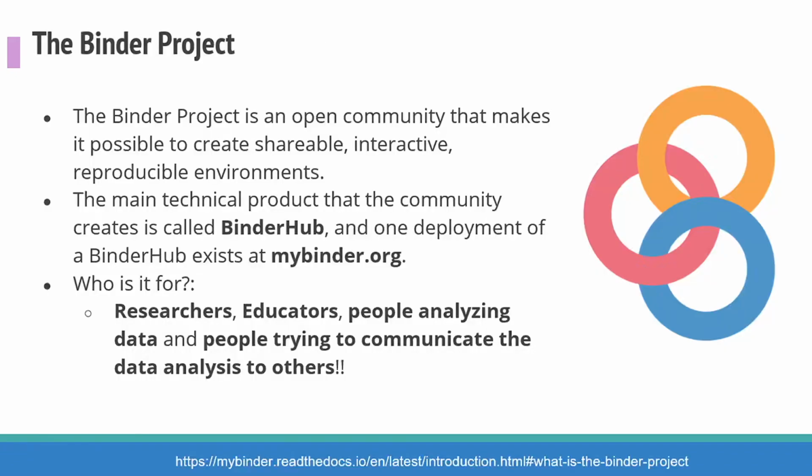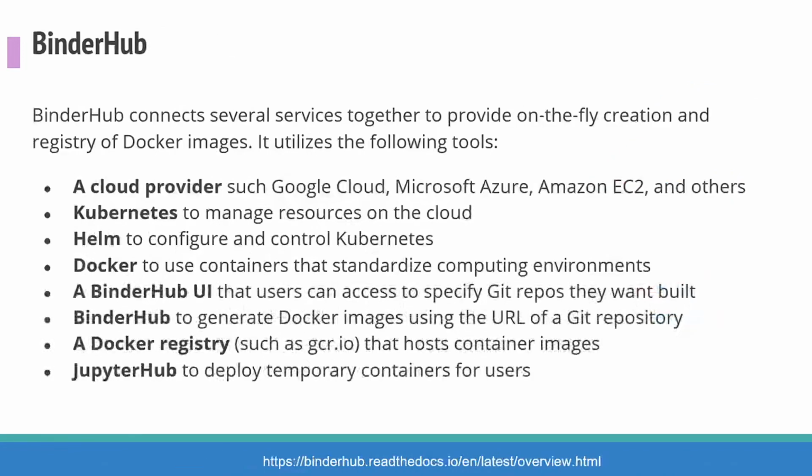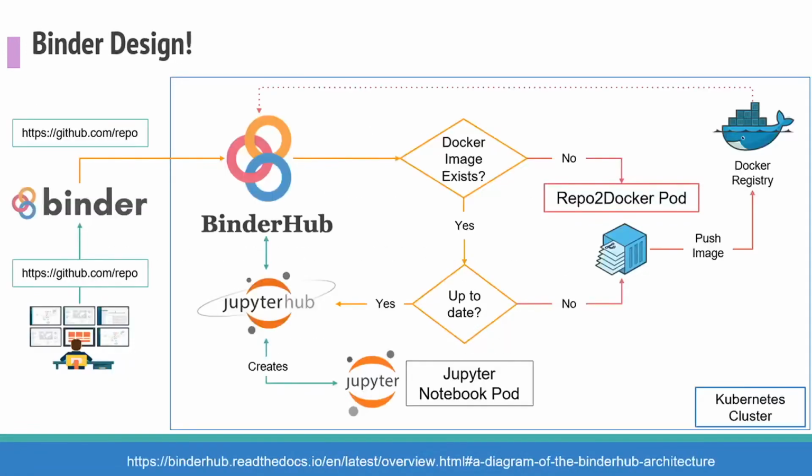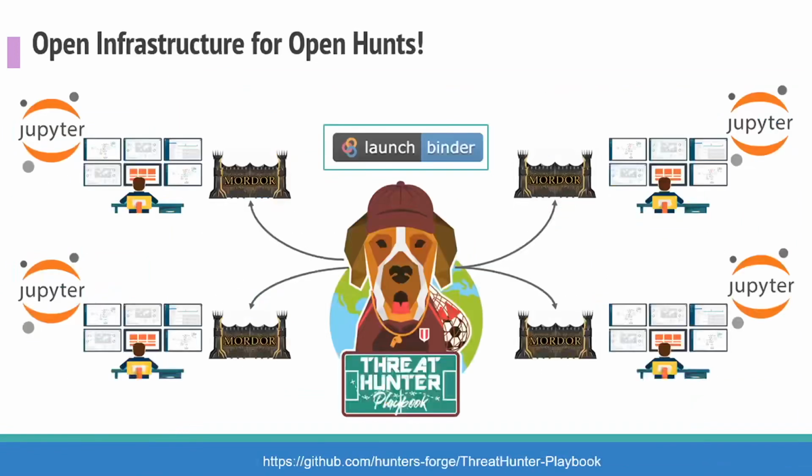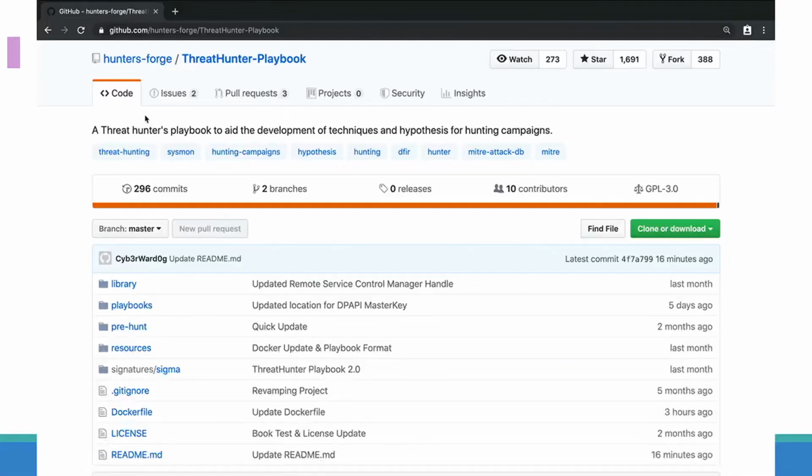So the way this works is a project called Binder. It allows you to put together all these services that, at the end of the day, create an open infrastructure for you to use with Jupyter Notebooks. You can take the ATT&CK playbook repo, and that's going to pretty much create your own Jupyter Notebook server in Binder, and you can use it. So we can pretty much do something like this.